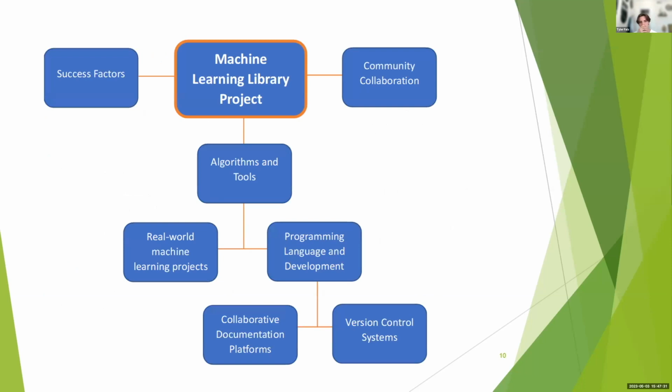And then I made this quick chart just talking about how everything's connected to the machine learning projects. So you have community collaboration, success factors, and algorithms and tools. And then from algorithms and tools, you have real world machine learning projects, programming language and development. And then for programming language and development, you have collaborative documentation and version control systems.